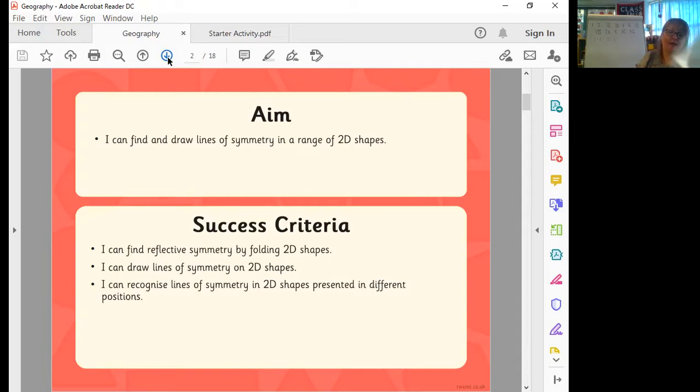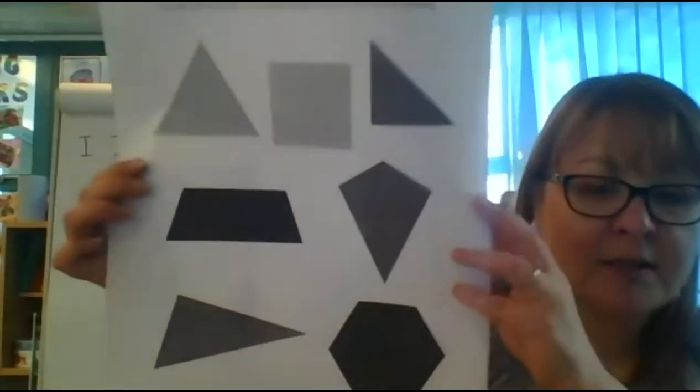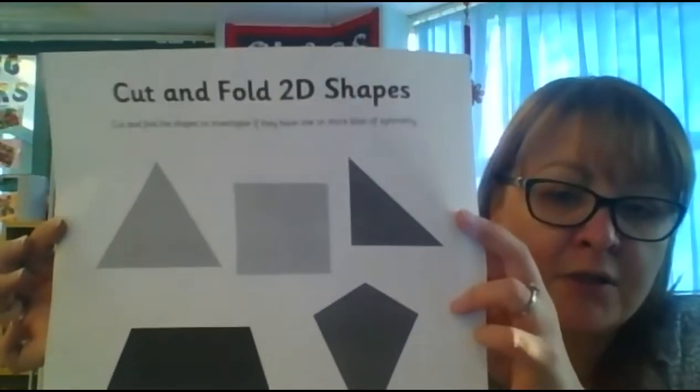So there is an activity in the folder in color that looks like this. And this is the one that you will use to fold shapes with. All right, now, if I just come back off camera, because I'm not sure if you can see or not. So it's this one, and it says cut and fold shapes.